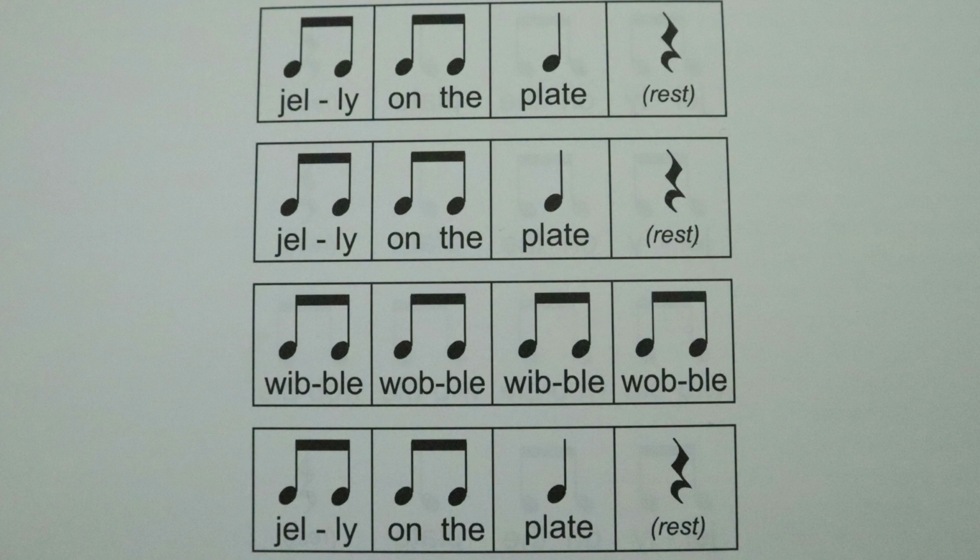Okay, so let's just have a go through that rhythm. We've got jelly on the plate. That is then repeated. Now the third line, wibble wobble, and then we're back to the original rhythm. Okay, we're going to have a go at clapping through that rhythm now. 1, 2, 3, 4. Jelly on the plate, rest. Jelly on the plate, rest. Wibble wobble, jelly on the plate, rest.